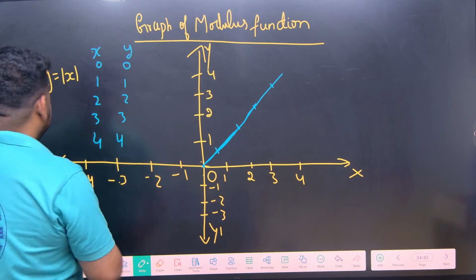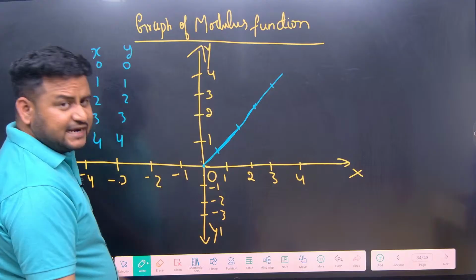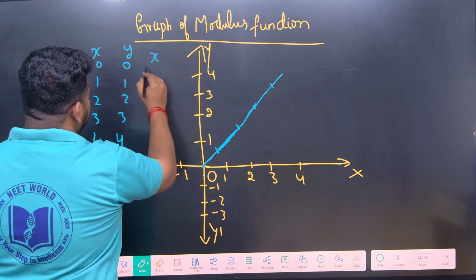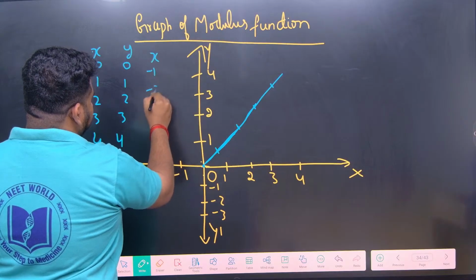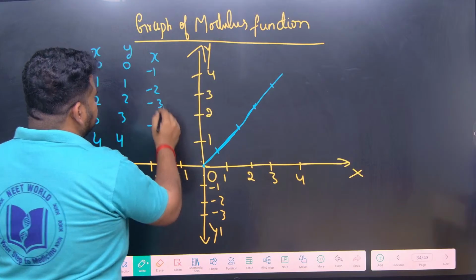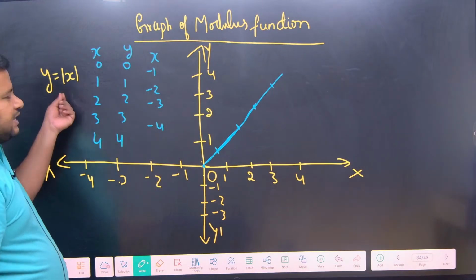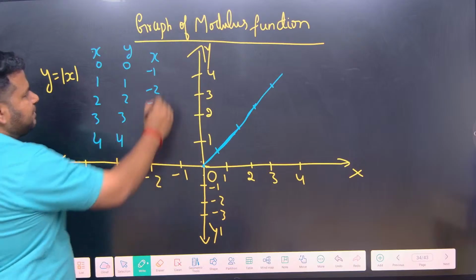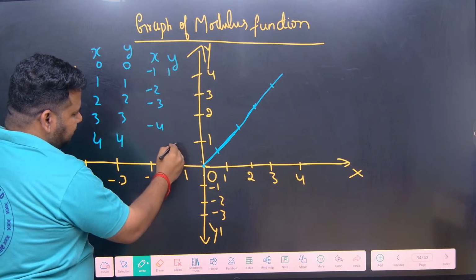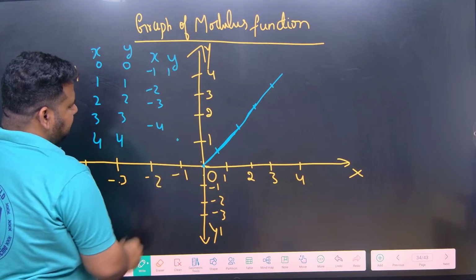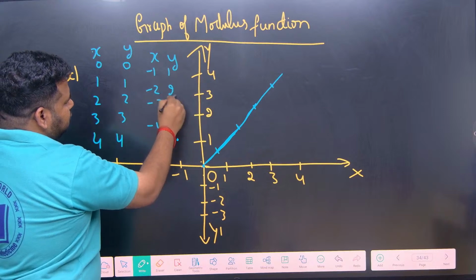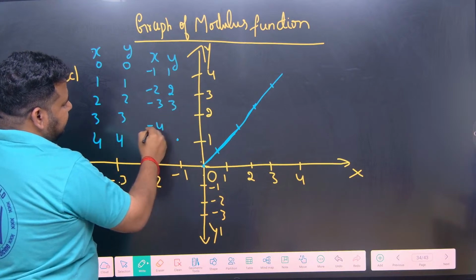Now see here, when I put negative values, what will happen? If I take x is equal to minus 1, minus 2, minus 3, minus 4, what will happen? Let us see. If I put x is equal to minus 1, it will always give the positive value, right? So y will become plus 1. If I put x is equal to minus 2, y will become plus 2. Minus 3, y will become plus 3. Minus 4, y will become plus 4.